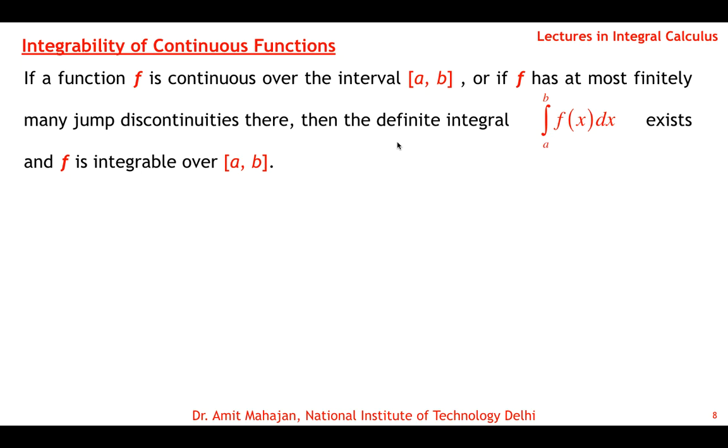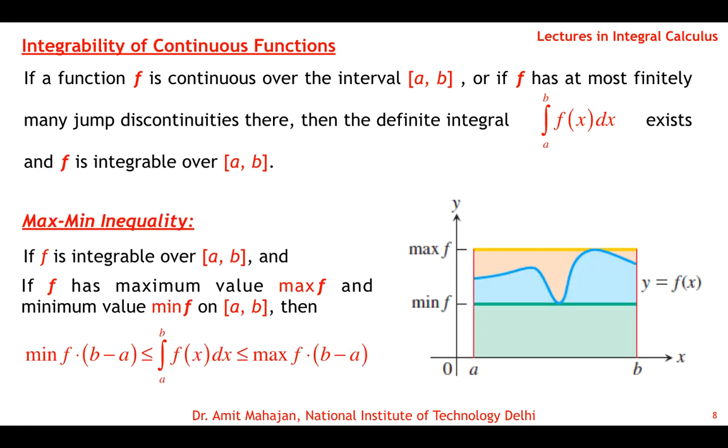So for such functions it will be easy to solve using Riemann sums. That means we can choose any one partition and we can take any one choice of ck points, and we can solve this to calculate the value of the integral if we need to apply the definition of Riemann sums. There are a few properties which we need to discuss, and the first of them is the max-min inequality.